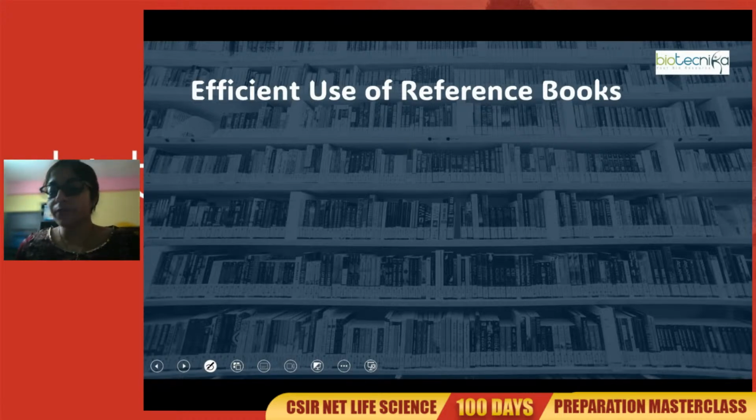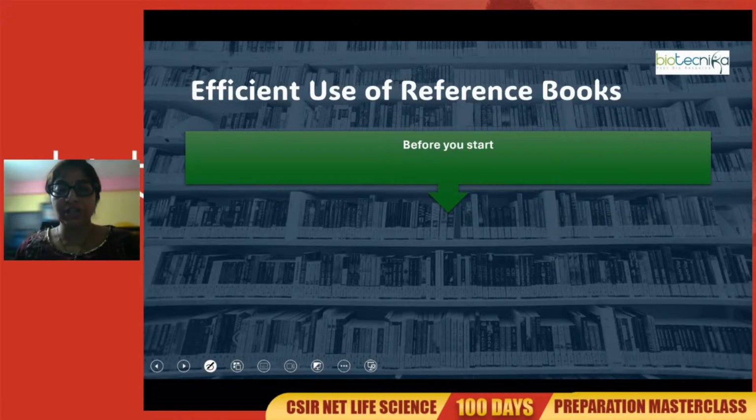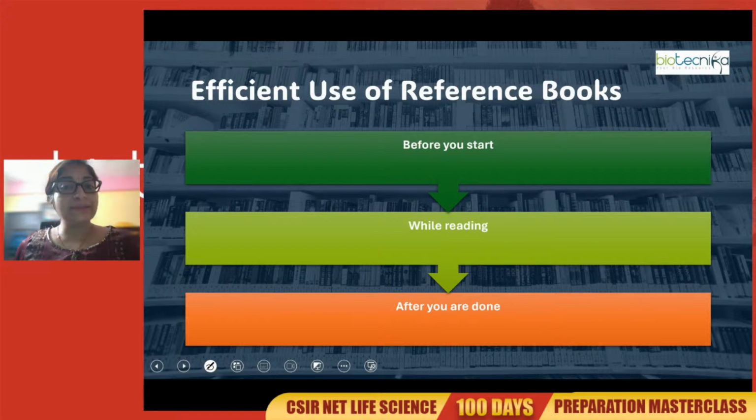Now, once you have got that, I would like to tell you how to use these reference books more efficiently. I'm going to divide it into 3 parts: before you start reading, while you are reading, and last, after you are done reading from the book. So what should you do to get maximum useful information from these reference books?